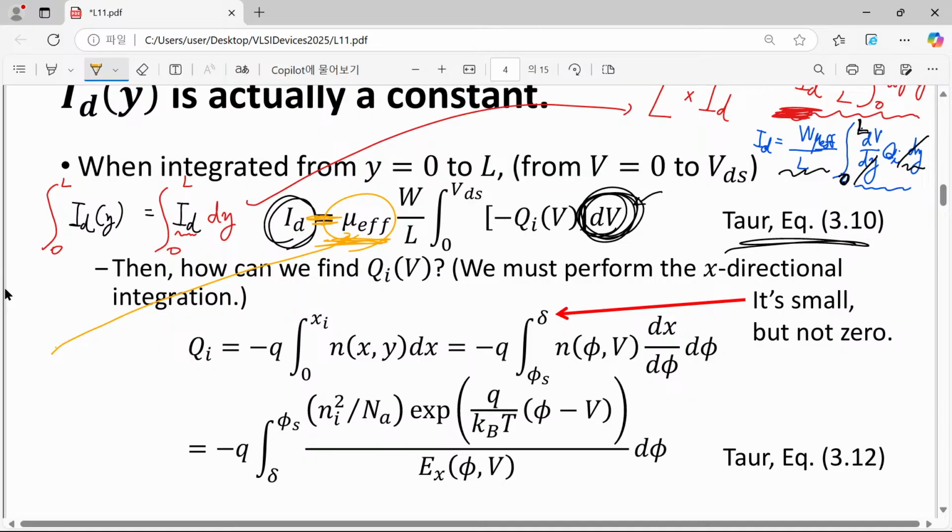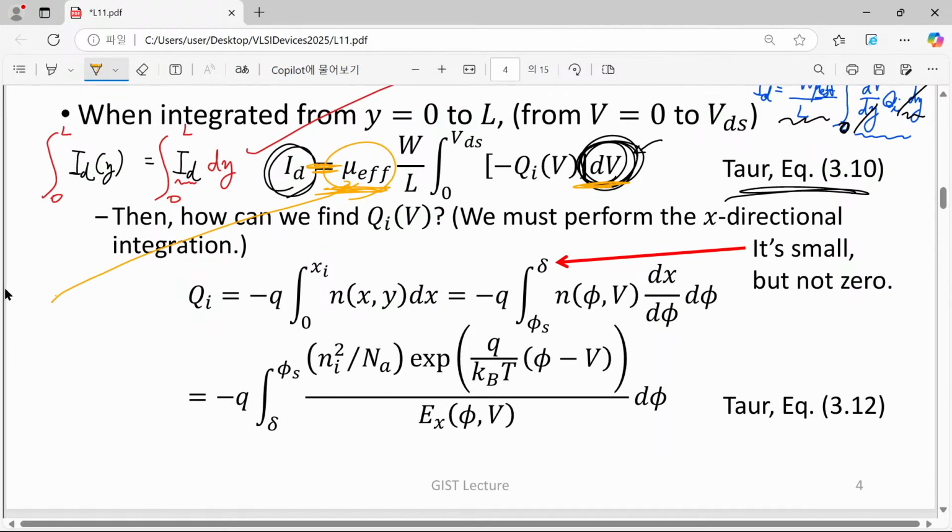And now we have just integration of charge density, inversion charge density as a function of this electron quasi-Fermi potential. So that's the reason why our goal is now to find out the functional form of inversion charge density as a function of this electron quasi-Fermi potential. Once we found this expression, then just integrate it. That's it. So this is the first part of today's lecture.